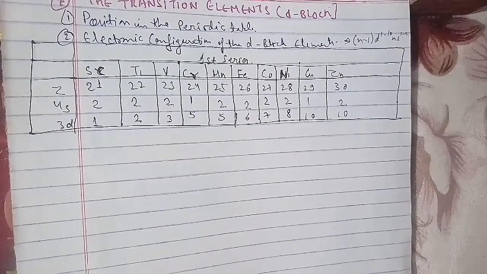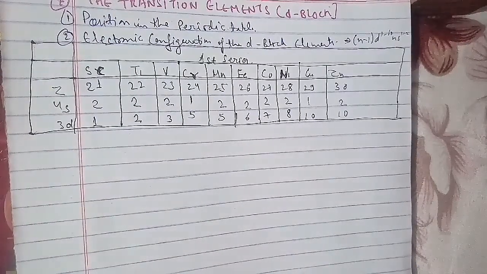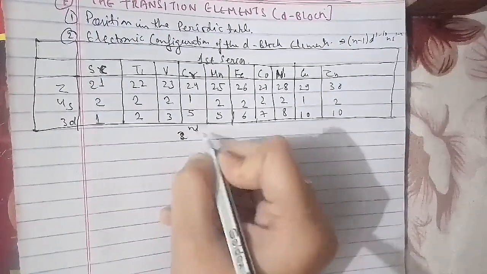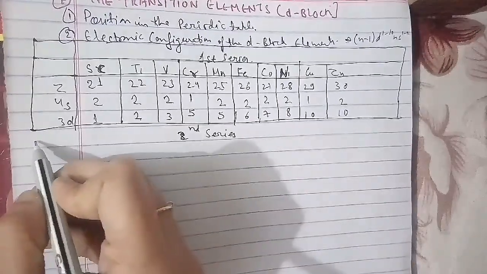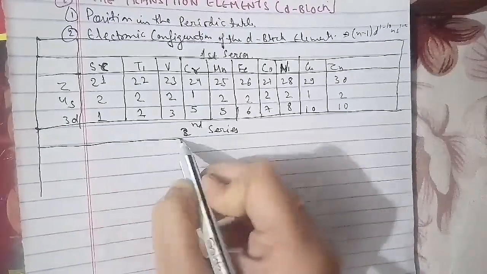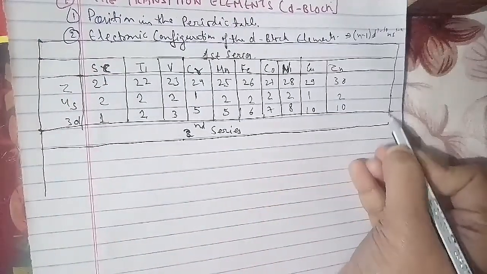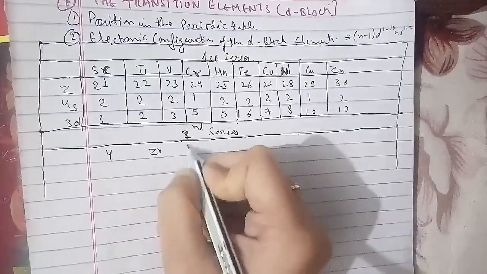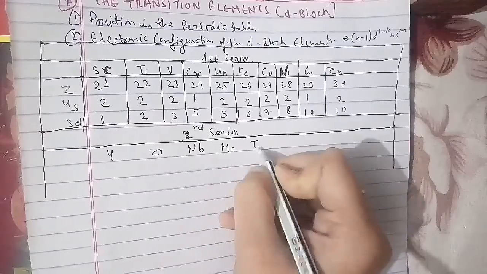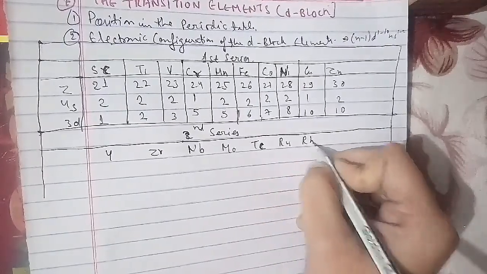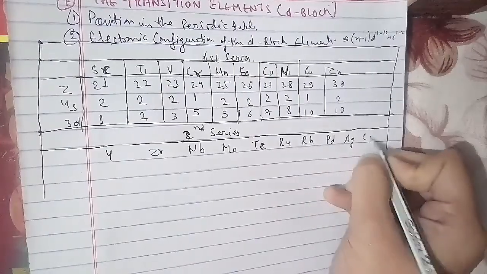This is for the second series. We have the d block elements, which are the transition elements. Here we have Y, Zr, Nb, Mo, Tc, then Ru, Rh, Pd, Ag and Cd. And the fourth series is the series where the filling is in 4d.